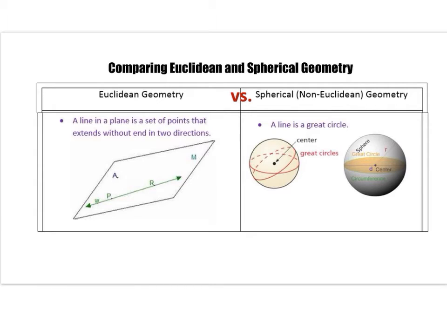Another major difference between Euclidean and non-Euclidean, or in this case spherical, is that a line in a plane is the set of points that extends without end in two directions. For example, we have line PR. And over here for spherical, a line is the great circle. Our great circle is the line that's going through the center of the sphere. Great circle was also defined in our previous lesson when we did spheres.